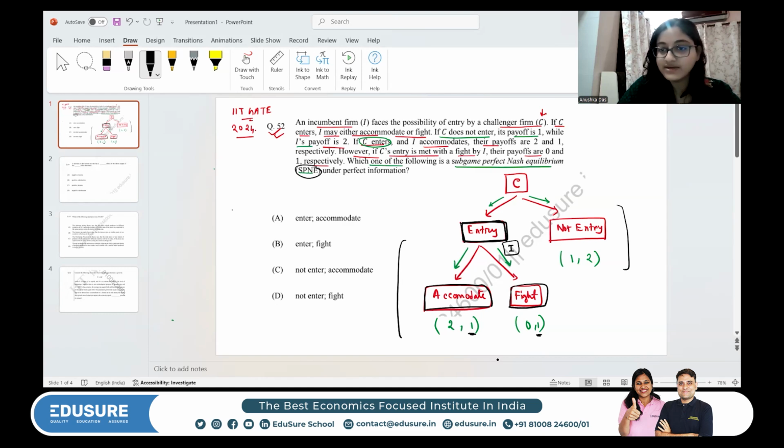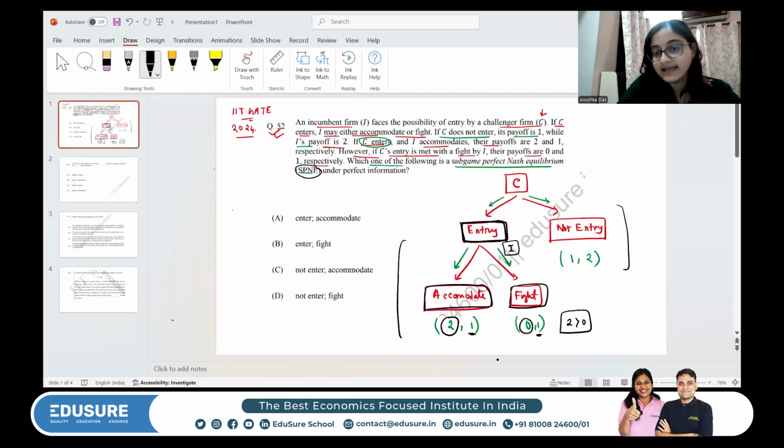Now from the challenger firm's point of view, which of the options is better? When the challenger firm enters into the market and if the incumbent firm accommodates, it will derive a payoff of 2. Whereas if the challenger firm enters and the incumbent firm fights, it will derive a payoff of 0. So obviously 2 is greater than 0. So it is better for the challenger firm to enter into the market, given that the incumbent firm will accommodate. Then it will derive a payoff of 2, which is good for him, right?